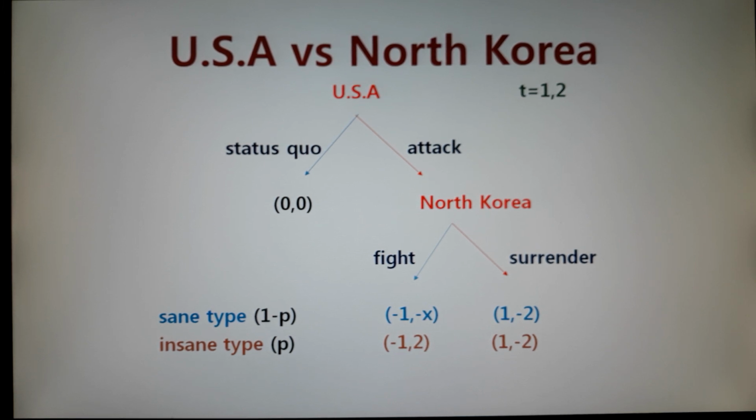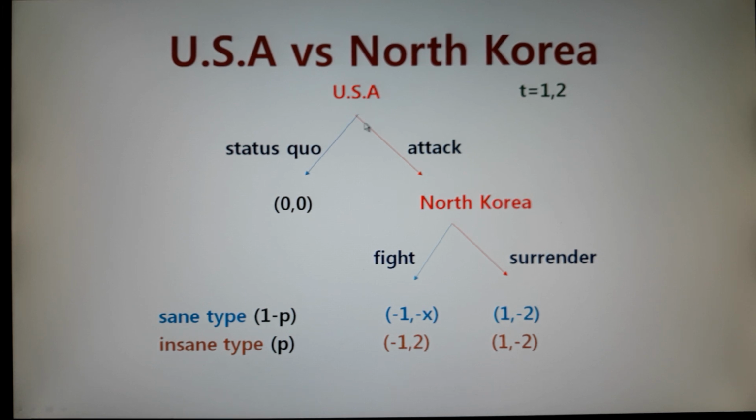The example I'm going to explain is the U.S. and North Korea game. I've been using this example for the last 20 years. Nothing has changed. Sometimes the US and North Korea seem to get together, sometimes not. The North Korean leader used to be not Kim Jong-un but his father Kim Jong-il, and the US president changed a lot. But all the time, the situation is very similar.